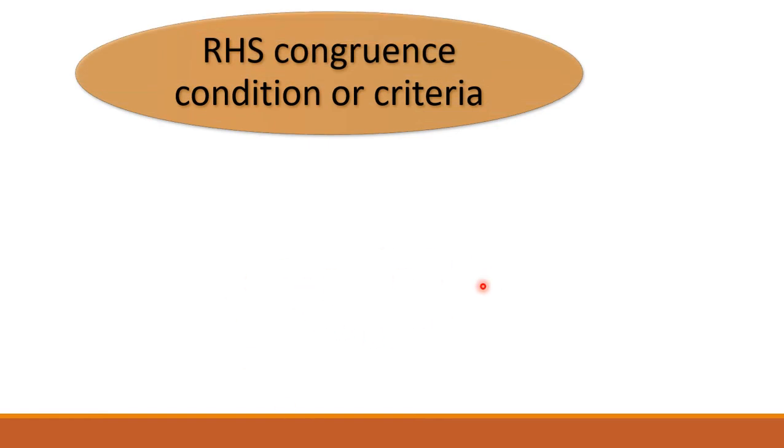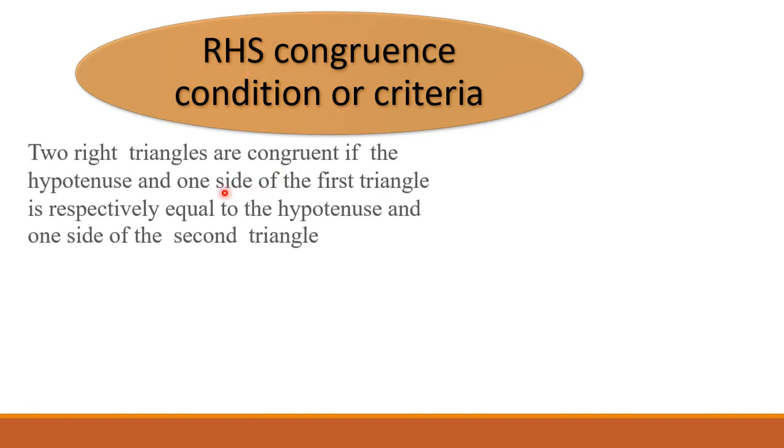Now the last is the RHS congruence condition. R is for right angle, H for hypotenuse, S for side: right angle, hypotenuse, side. This is for right angled triangles. Two right triangles are congruent if the hypotenuse and one side of the first triangle are respectively equal to the hypotenuse and one side of the second triangle.